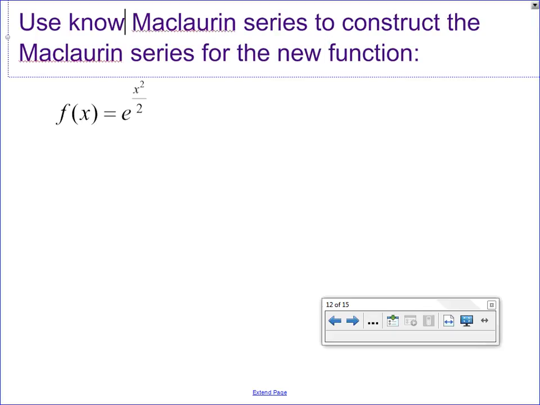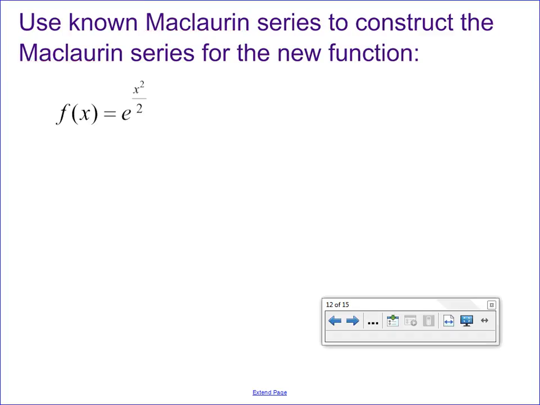Can't abide by that. Let's use known Maclaurin series to construct the Maclaurin series for the new function, f of x equals e to the x squared over 2. So what one do we know? Yeah, we know e to the x. While we don't have a Maclaurin series for e to the x squared over 2, we can start with known Maclaurin series, namely e to the x, one of our most famous ones.